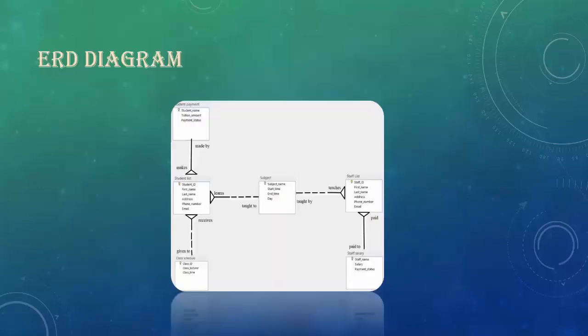Here we have the ERD diagram or the logical diagram for our database. We can see the student payment, the student list, class schedule, subject, staff list, and staff salary, as well as all of the relationships between them indicated by the arrows.